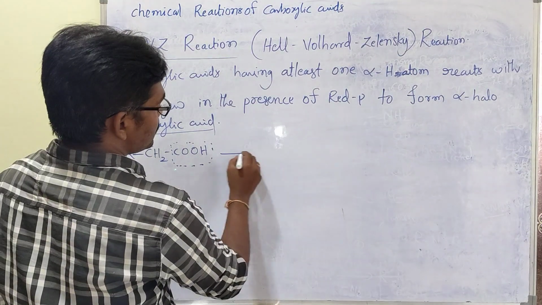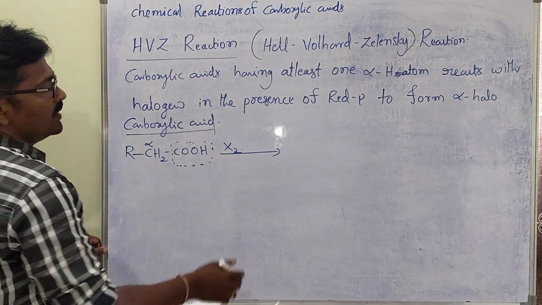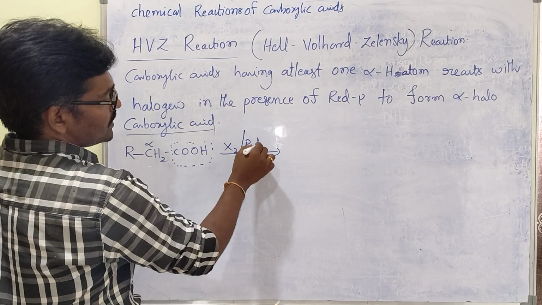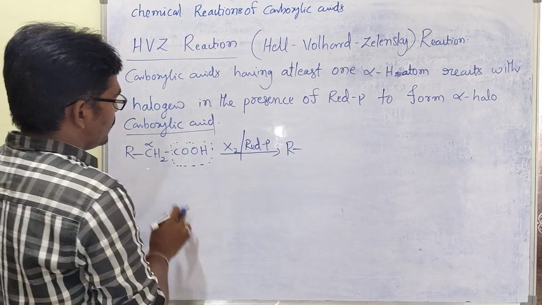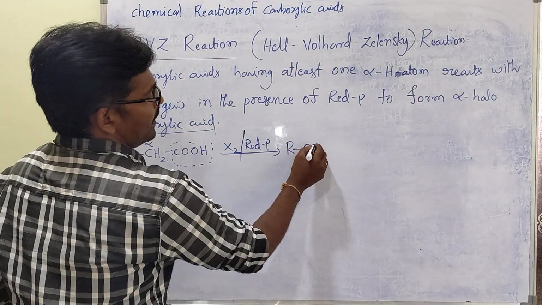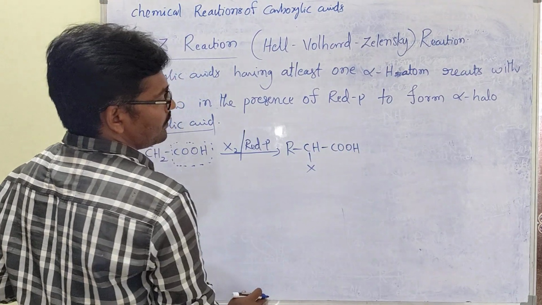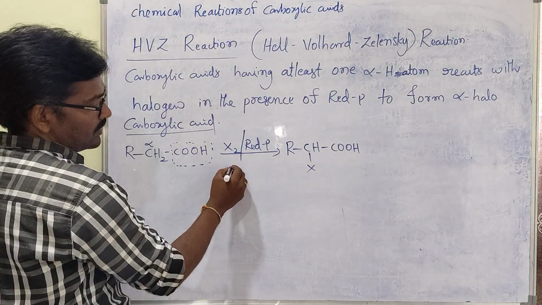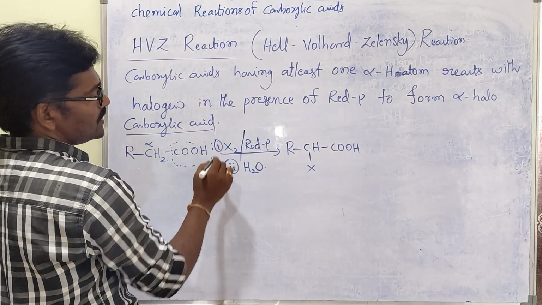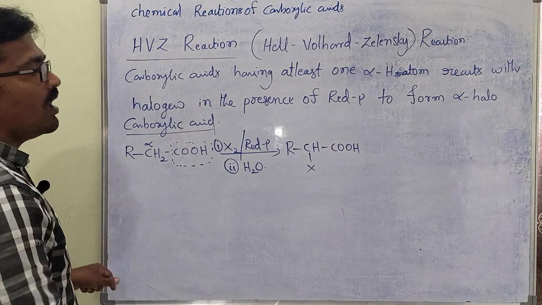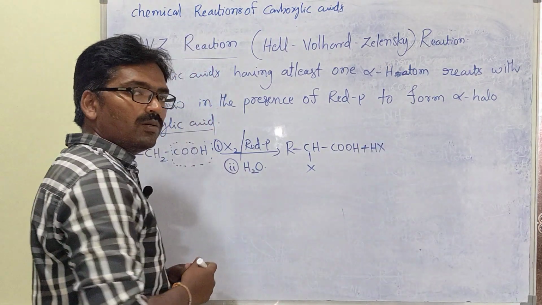Sir, carboxylic acids react with a halogen, any halogen like chlorine or bromine, in the presence of red phosphorus. Then what happens? In the place of the alpha hydrogen atom, the halogen will be attached, and COOH will be there as usual. Then further, we use hydrolysis as the second reagent on the alpha halocarboxylic acid. Then HX will be eliminated from the compound.